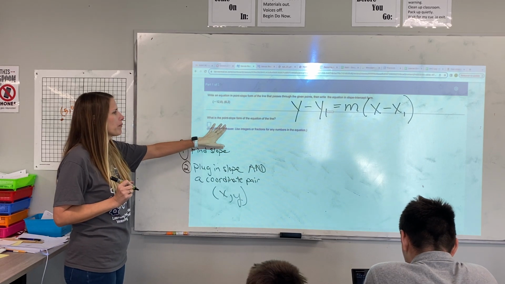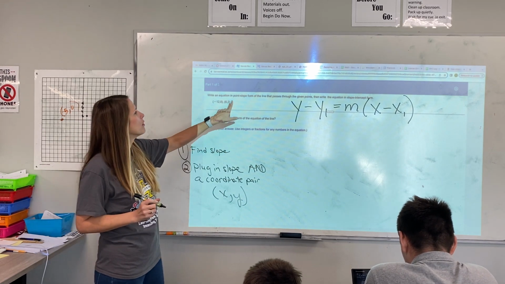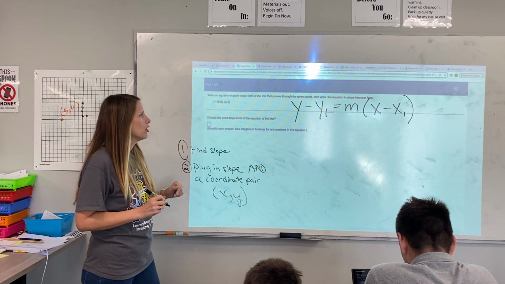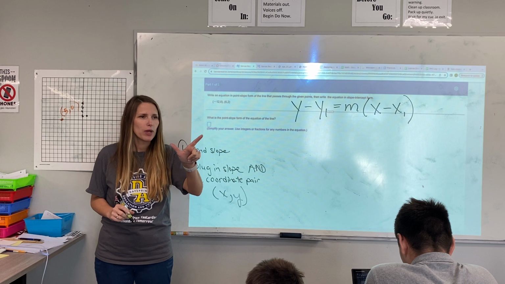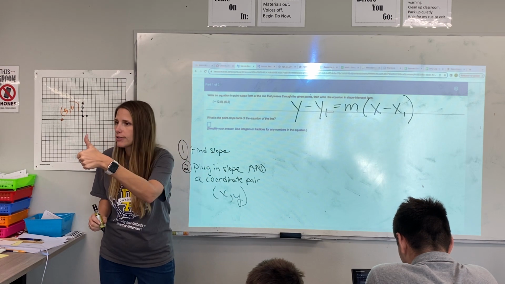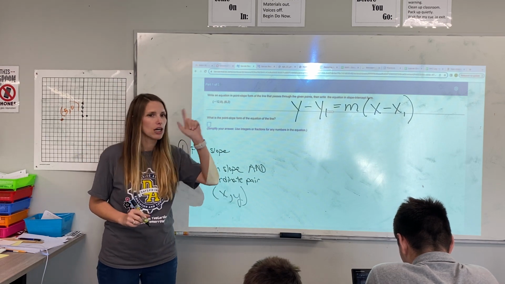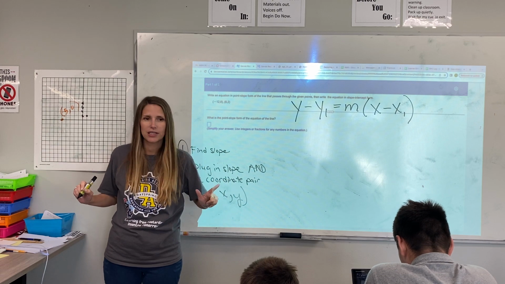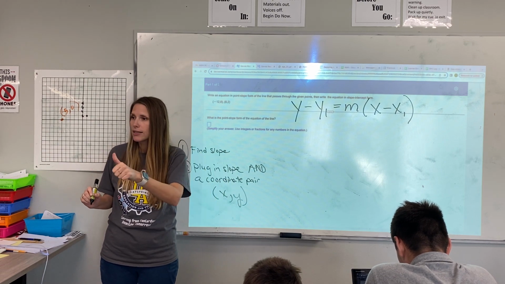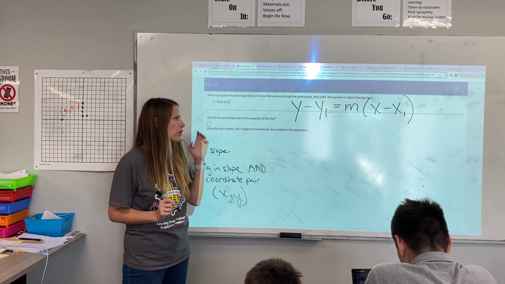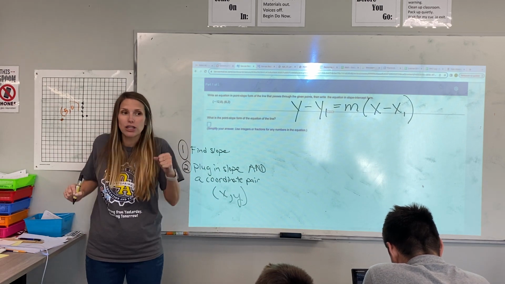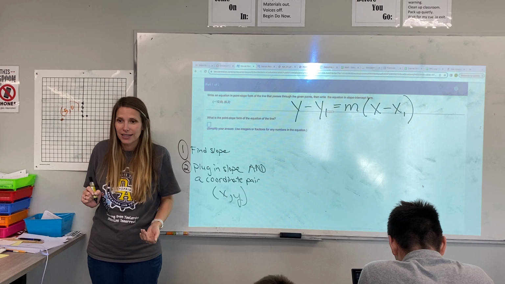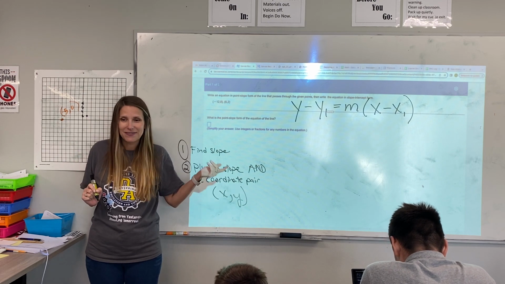All right, so it wants the point-slope form. So we need a point and we need a slope. We need to fill this in. We need a point and a slope for point-slope form. Oh, they give us 2 points. How do we find the slope? m equals y2 minus y1.